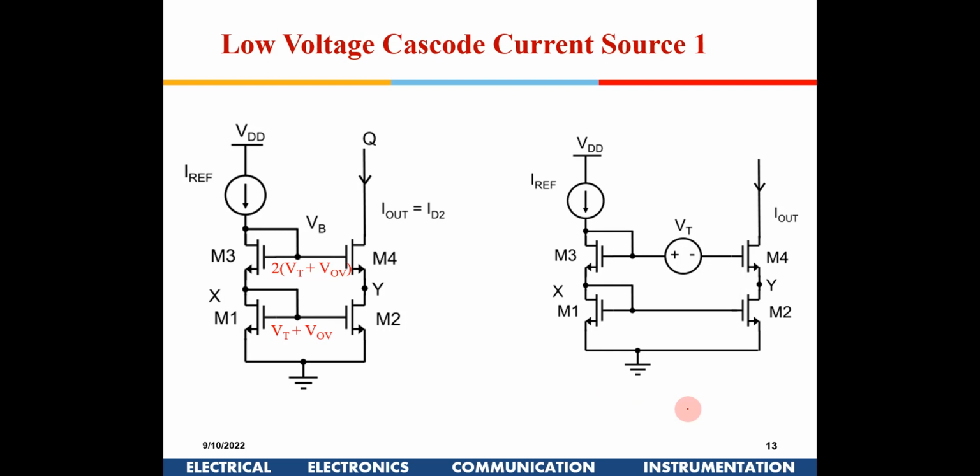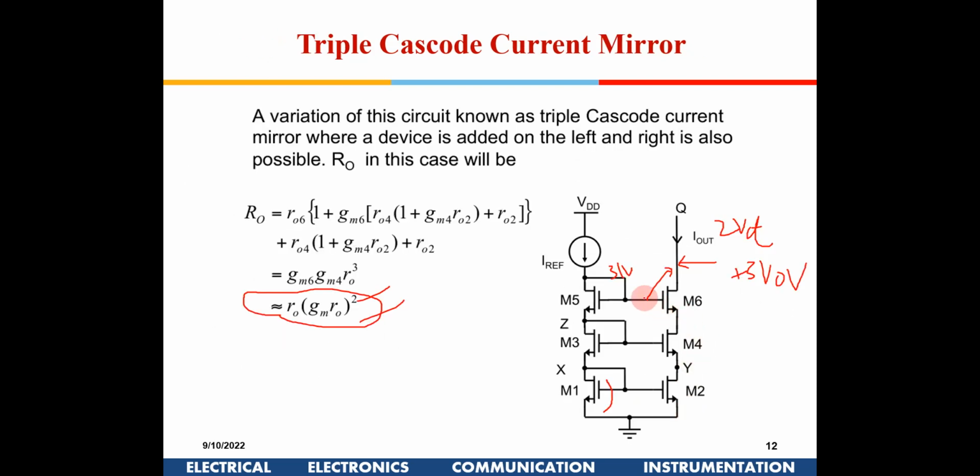Sir, where is that 1 VT going in the previous one? From here to here, 1 VT will be required for this to remain in saturation.